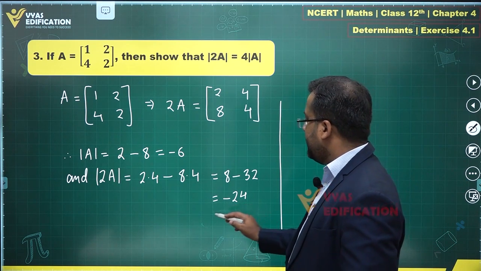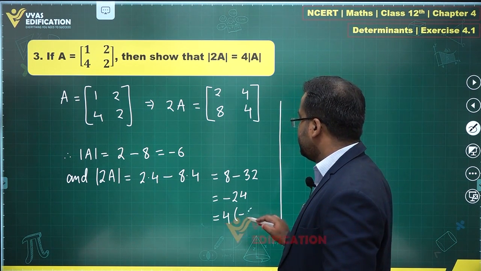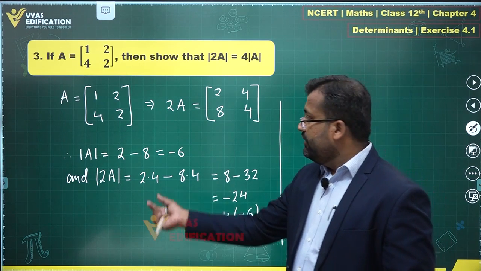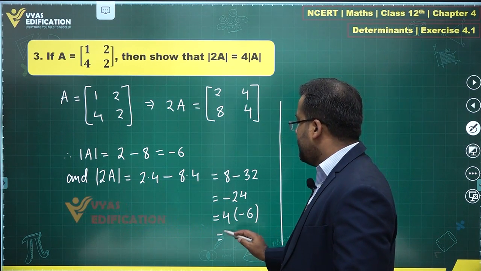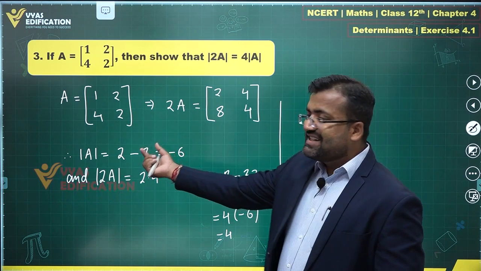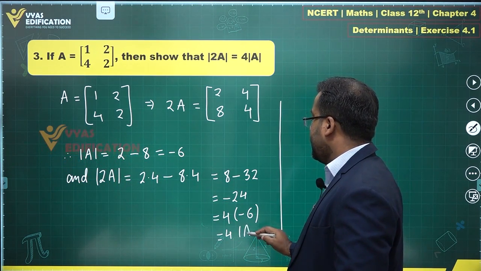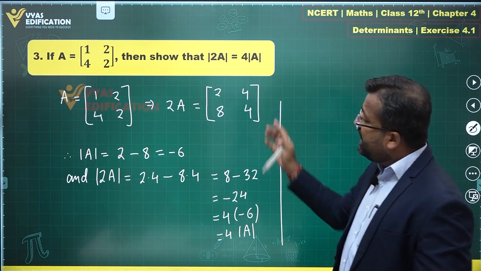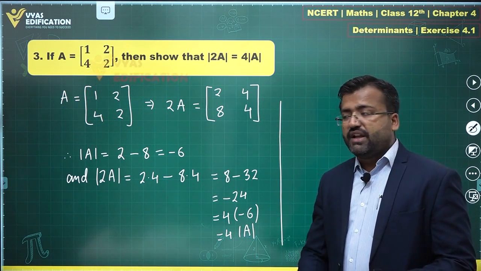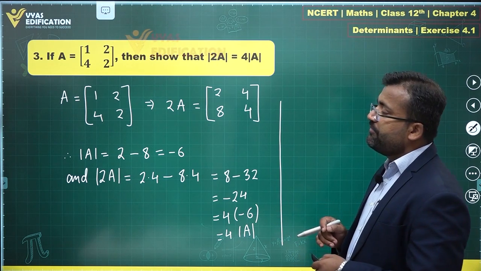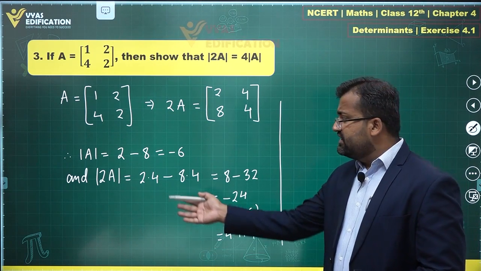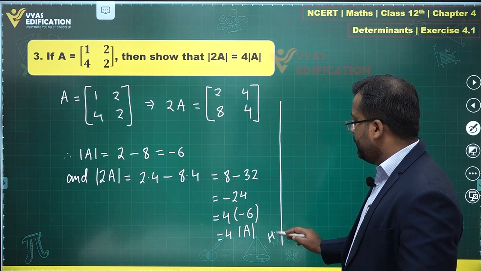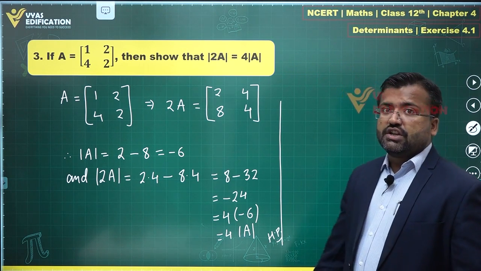And can you please observe that this is equal to 4 times minus 6? Yes or no? Determinant of 2A is equal to 4 times minus 6. 4 is okay. This minus 6 is nothing but determinant of A. So from here you can say that determinant of 2A is 4 times determinant of A, as you can clearly observe by these calculations over here. So we were supposed to show that this is equal to this, hence proved. That's the complete solution of this question.